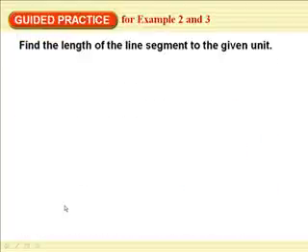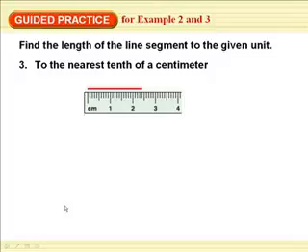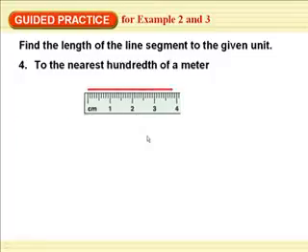Find the length of the line segment to the given unit. Okay, to the nearest 1/10 of a centimeter. So just like we were doing before, it's between 2 and 3. So 2.4? 2.4 centimeters. Let's see if they agree. Yep. Now this one to the nearest 100th of a meter.